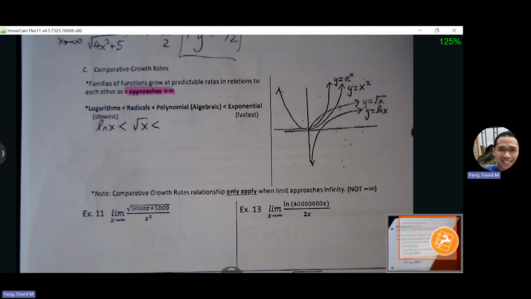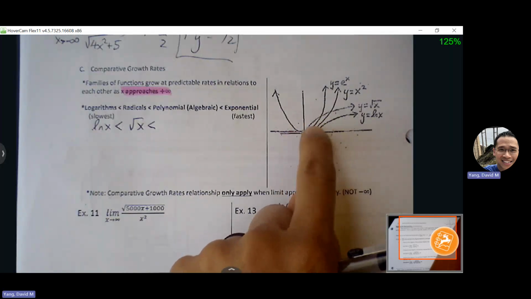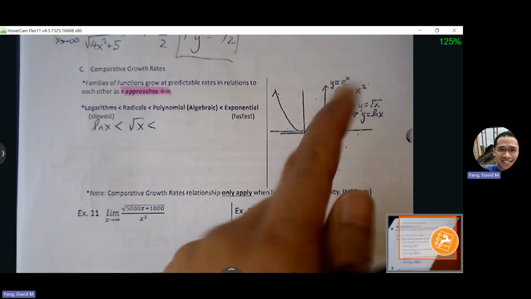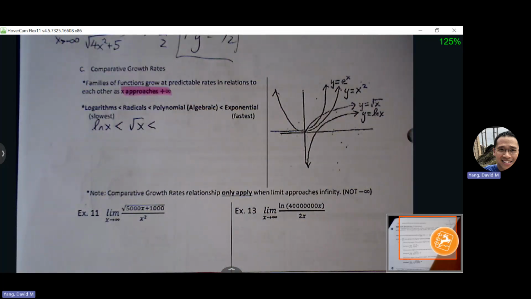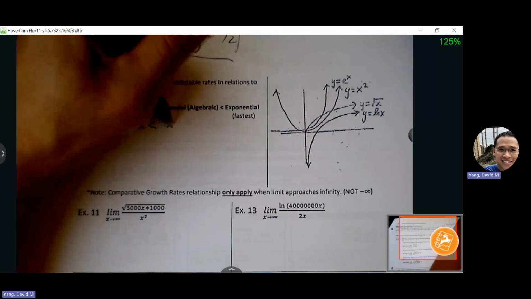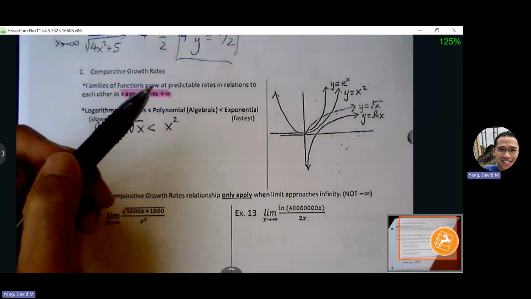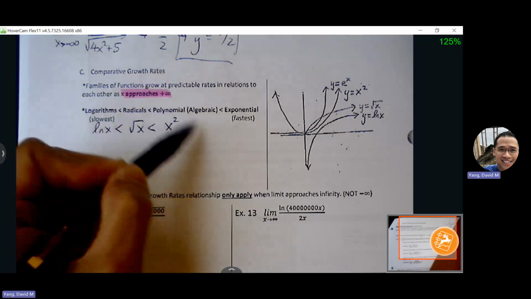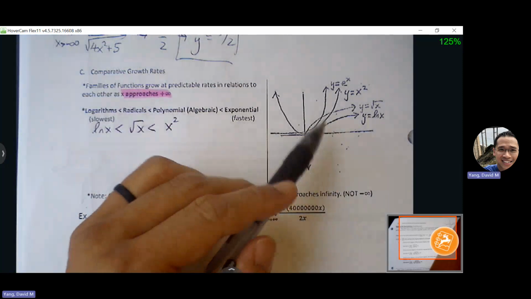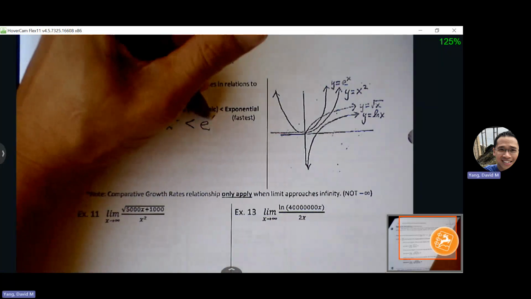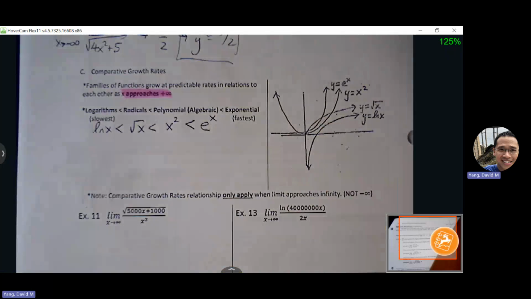Next up, polynomial. Now, if we're really close to 1, then it doesn't seem like one is growing faster than the other, but it's only as we go further to the right that we're really going to see the distinction between the pace of these graphs. Next up is polynomial, an algebraic function that could be x cubed, x to the fourth, even x to the first power. Anything that's algebraic is going to grow at the next fastest rate. And finally, exponential, like e to the x, 2 to the x, 3 to the x. This is going to grow at the fastest rate.